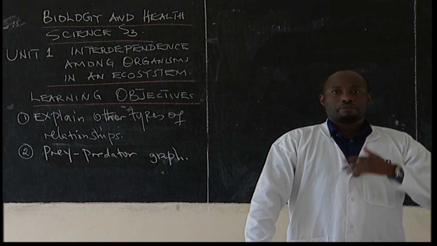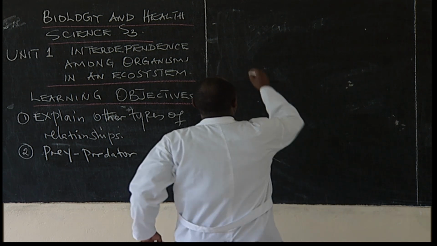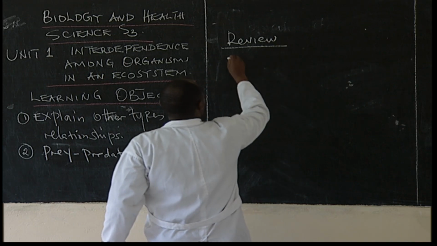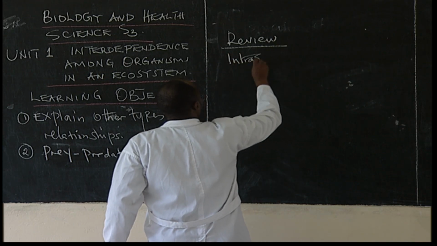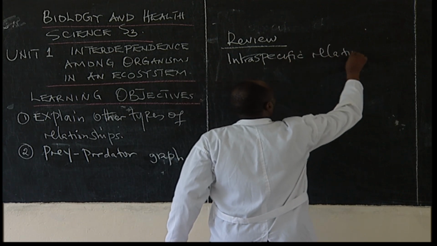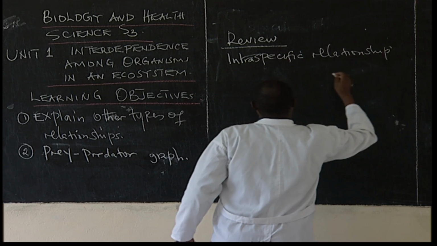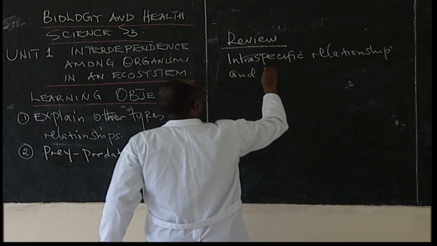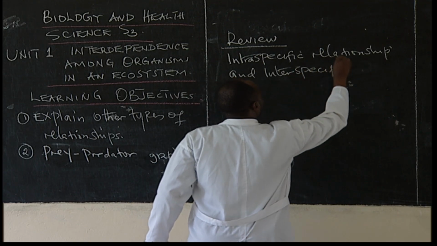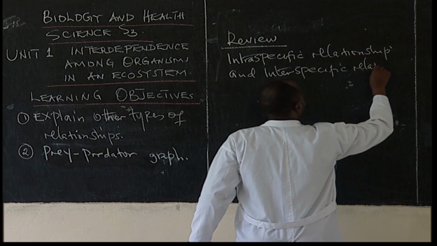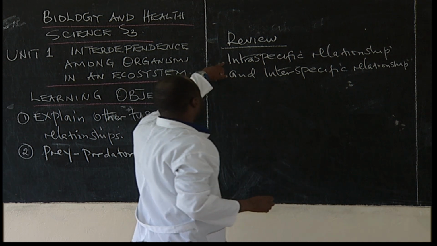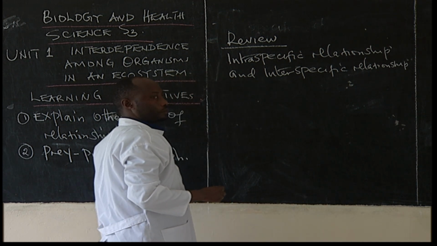Good. Let's remind ourselves, the review of the previous lesson is about the intraspecific relationship and the interspecific relationship or interaction, and we tried to mention some examples. We are making a review of the previous lesson.